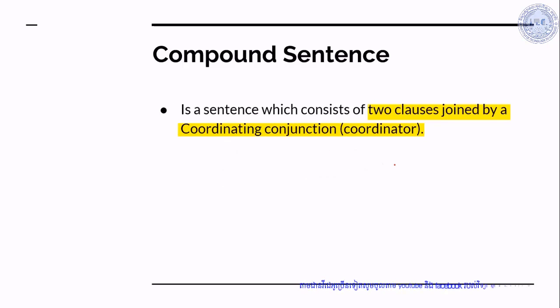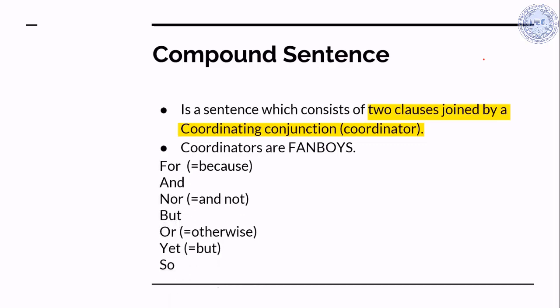Now let's take a look at the compound sentence. Compound sentence is a sentence which consists of 2 clauses. Clauses are very similar to sentences, joined by a coordinating conjunction, or you can say coordinator. So what are coordinators? There are only 7 coordinators in English. They are FANBOYS, or FANBOYS is an acronym of for, and, nor, but, or, yet, and so.